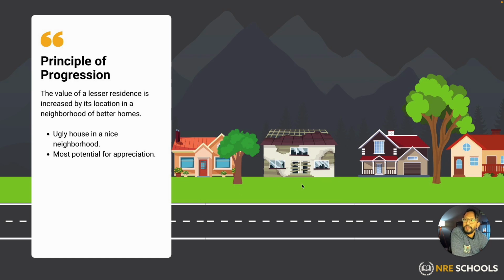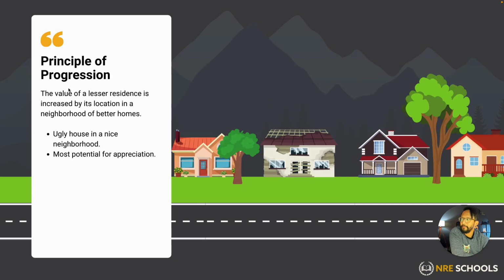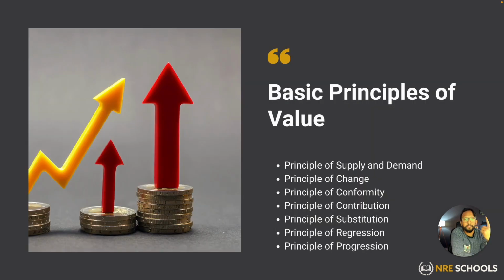Put the sweat equity in, and it has maximum appreciation. All you got to do is fix this up, and that home will be worth what all its partners are worth. Progression goes up. Regression is capped out. It's maxed. Supply and demand, conformity, substitution, contribution, regression, progression.